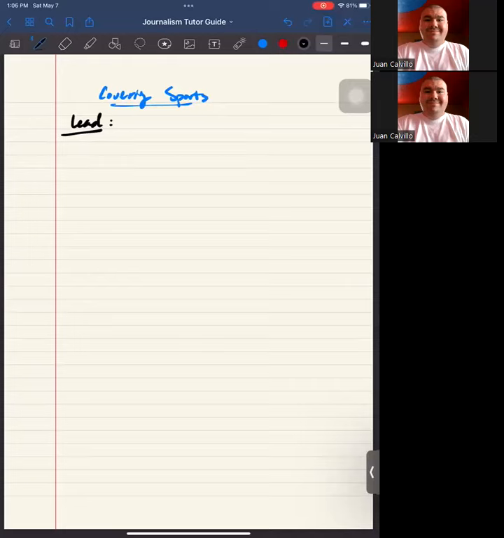When we're talking about sports, one of the more important things to keep in mind is that, unless it's a feature in sports, where you would use the feature kind of information for a sports article like that, when we're covering games and going over what happened, we want to have the score.